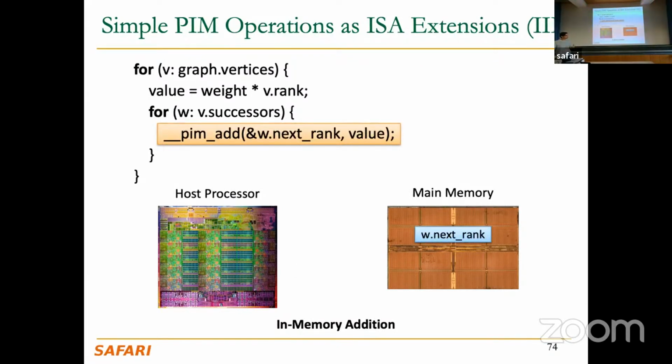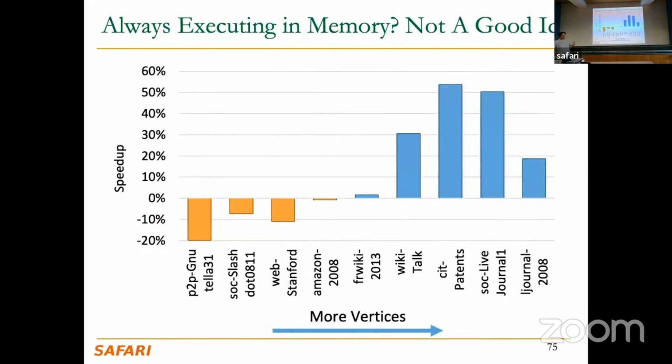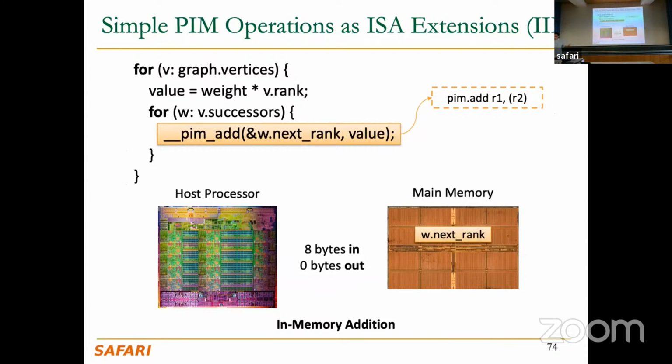If you do the operation in memory, if you have an in-memory addition, such as this PIM add, you simply need to calculate the value first in the host processor and then execute the PIM add operation. Send the value to the main memory. And that's only 8 bytes in and 0 bytes out of memory, right? So it's very promising. This idea is very promising.